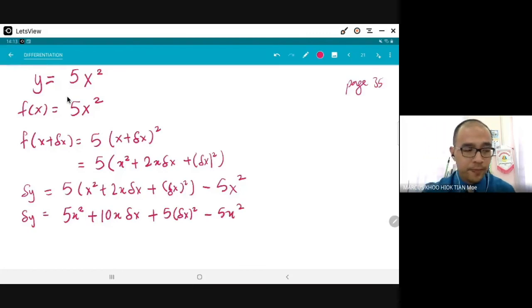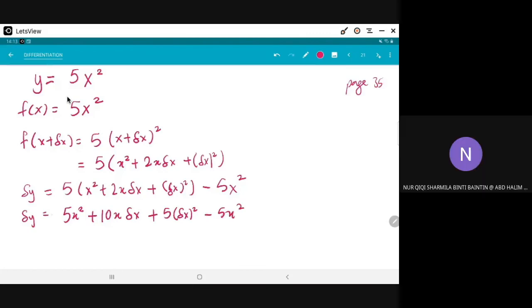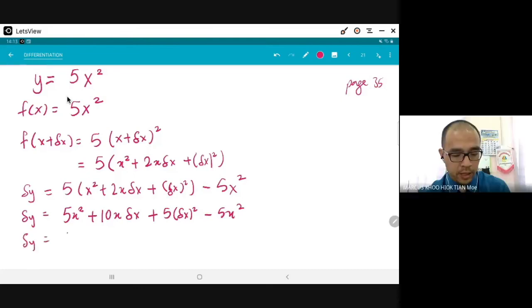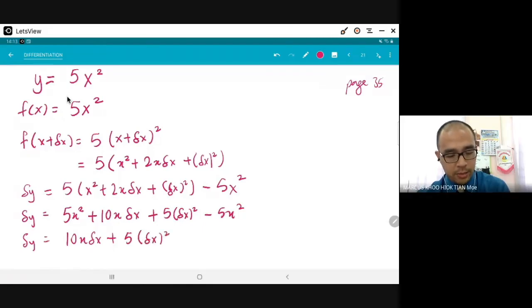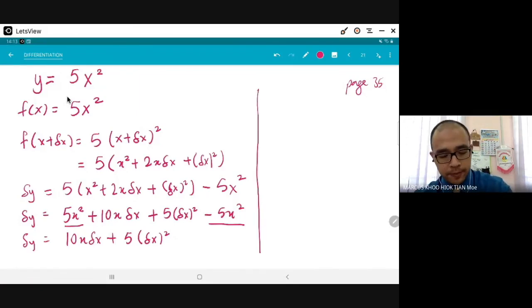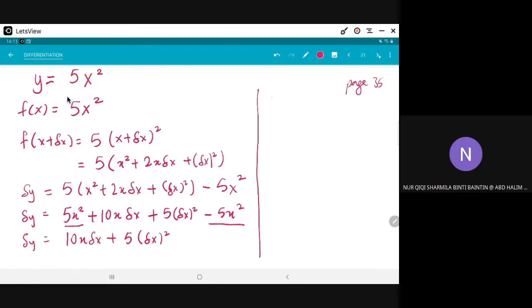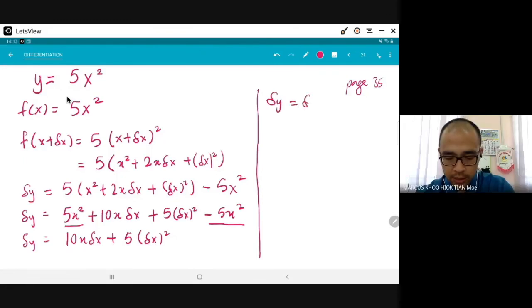And then del y is equal to 10x del x plus 5 del x square. Sebab 5x squared dan 5x squared dia akan saling menghilang. Okay, very good. Continue. And kasih factorize, kasih keluar del x. Okay, so del x tinggal.